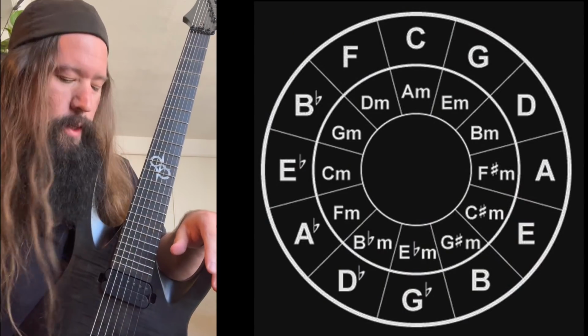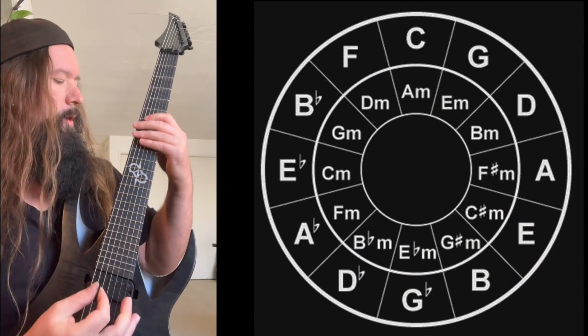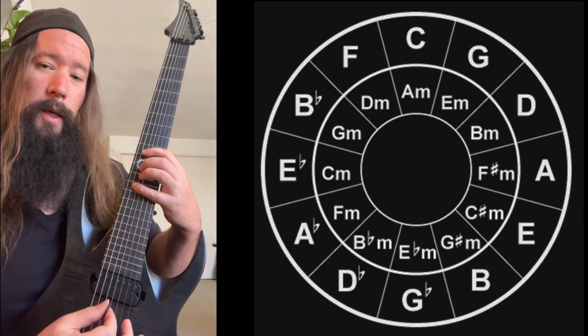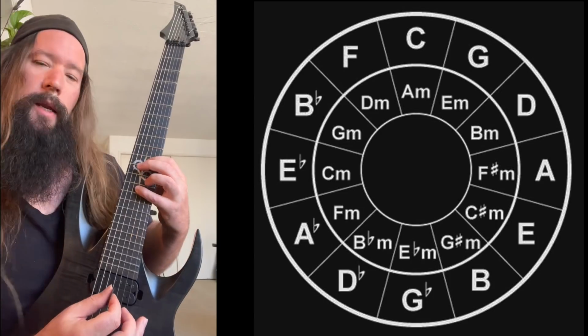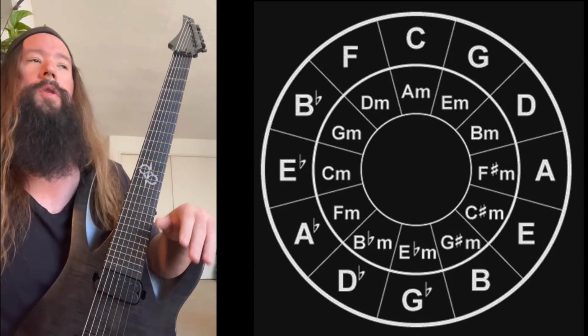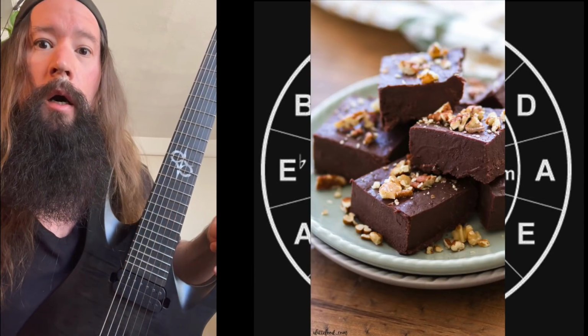Okay, so in the key of G, we've got G, A, B, C, D, E, and F sharp. Of course, F stands for fudge.